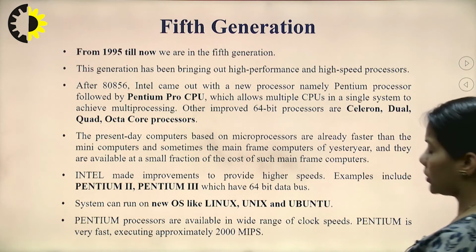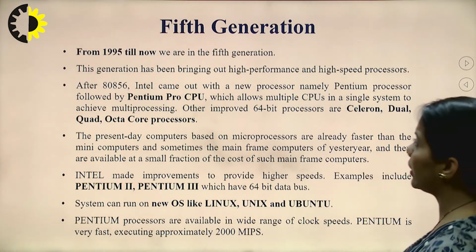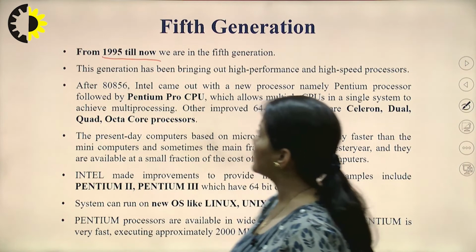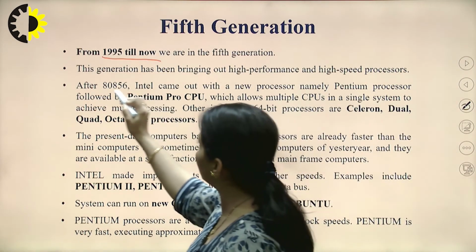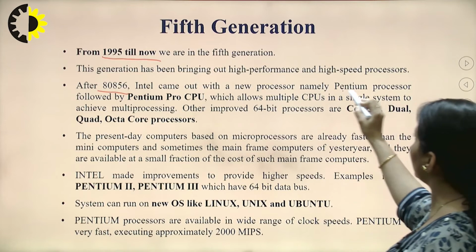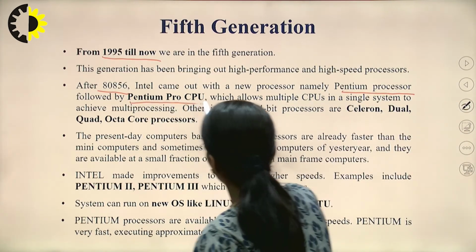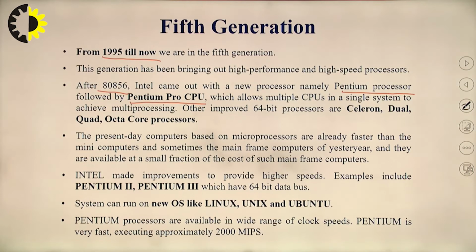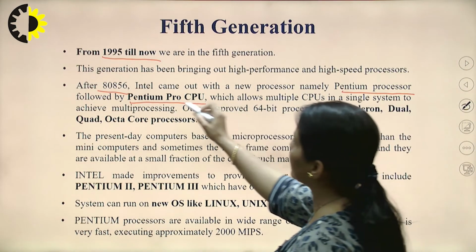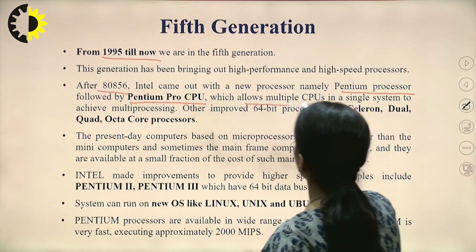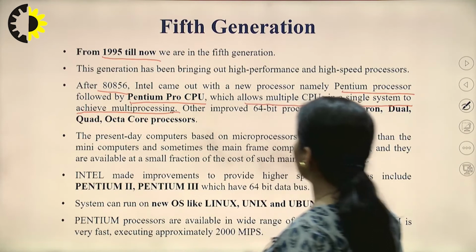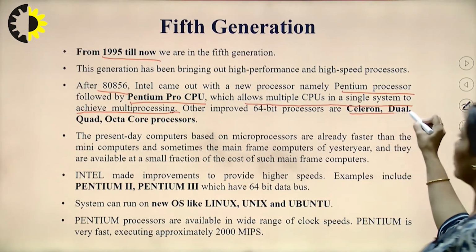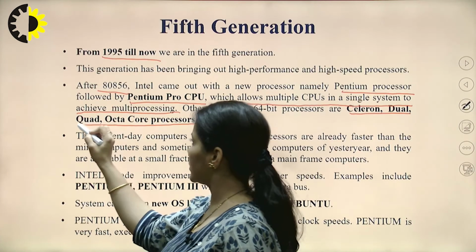Now, finally, when we are talking about the fifth generation, from 1995 till now, we are in the fifth generation. This generation has been bringing out high performance and high speed processors. After the 80586, Intel came out with a new processor, namely the Pentium processor, followed by the Pentium Pro CPU. This is very important. And what is the specialty of this Pentium Pro CPU? It allows multiple CPUs in a single system to achieve multiprocessing. Other improved 64-bit processors are Celeron, Dual, Quad, and Octa-core processors.